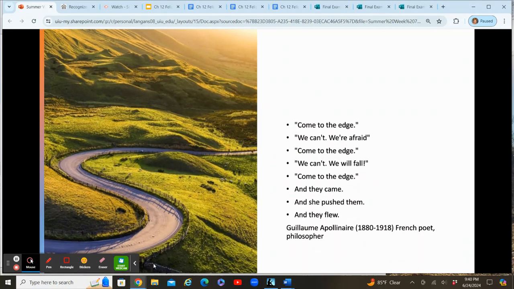So we've come to the end of the class, and this quote is in the back of the Hatch and Hartline book, and I thought it was just so appropriate to share at the end of the presentation. When I say come to the edge and you say, no, we can't, we're afraid. And I say, no, come to the edge. And you say, no, we can't, we will fall. And I say, come to the edge. And then you come, and then I push you, and you flew.